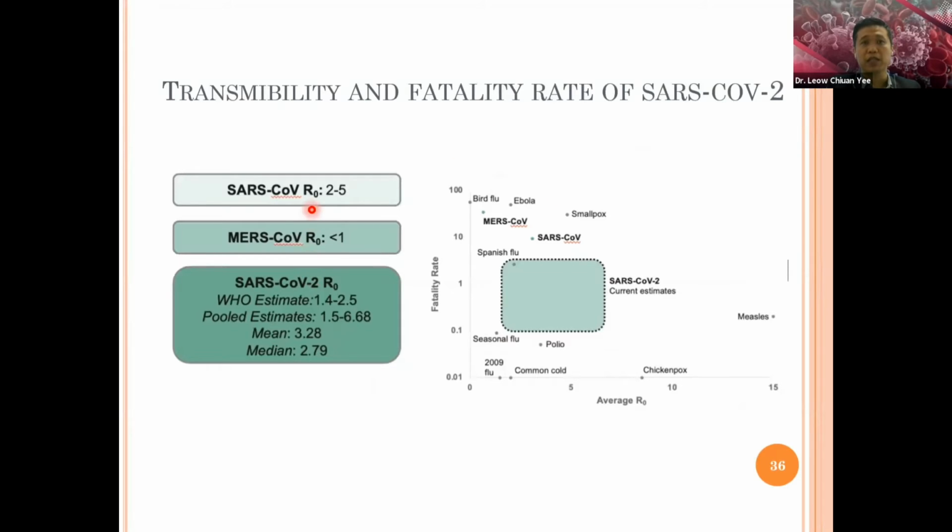You may see that SARS-CoV, the first one, the SARS found in Hong Kong years ago, the R0 is quite high, which means the transmission rate is very high, 2 to 5. And MERS is much lower, less than 1. For SARS-CoV-2 today, the transmission rate is pretty much similar to the SARS-CoV found in Hong Kong, but luckily the casualty rate is not that high compared to the first two.